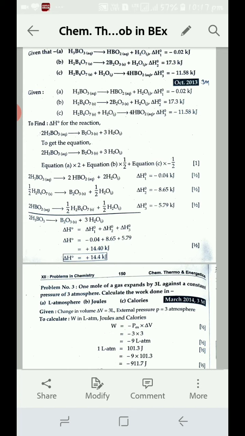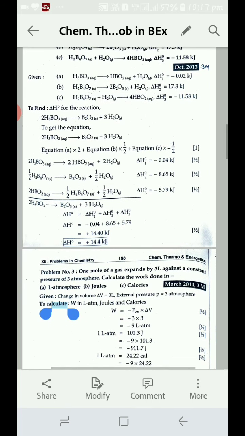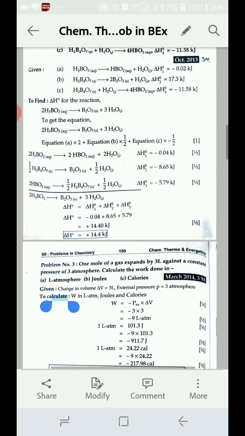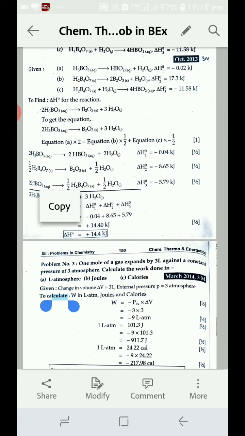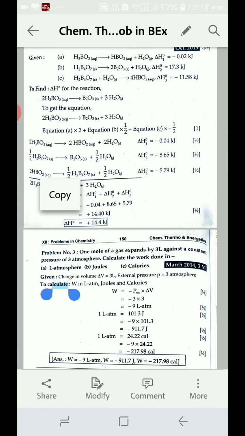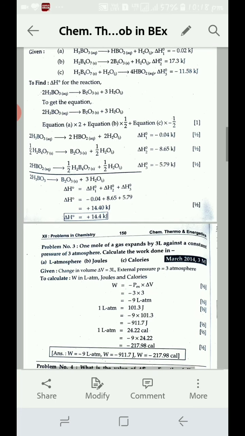If you have to calculate your work done in calories, then 1 calorie is equal to 24.22 calories. So multiply 9 by 24.22, and your answer becomes minus 217.98 calories. So again the conversion carries half mark and the answer with unit carries half mark, and finally write down your answer. So this is about the third numerical.